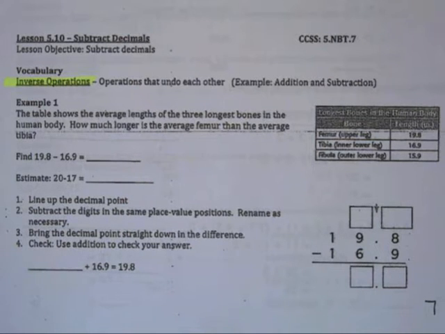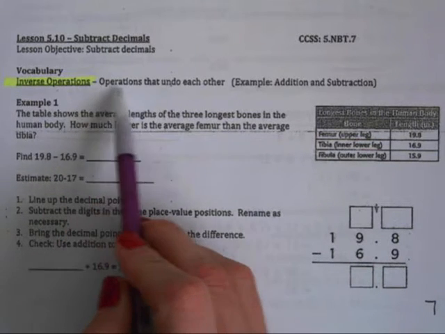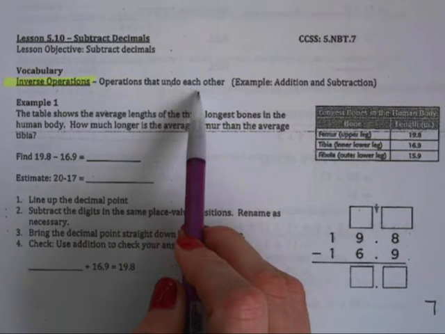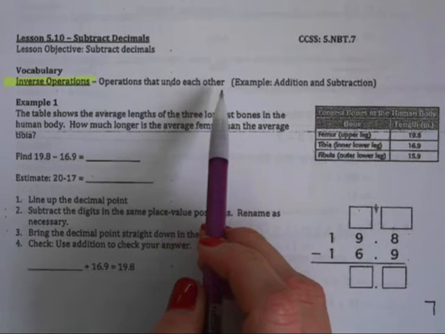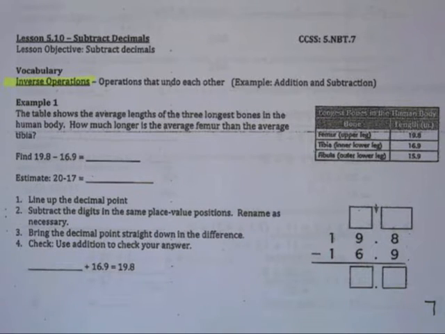Welcome to Chapter 5, Lesson 10. In this lesson, you are going to learn how to subtract decimals. There's one important vocabulary term that we need to review here, and that is inverse operations. Inverse operations are operations that undo each other. So they're kind of like opposites. For example, addition and subtraction. Multiplication and division would be another example of inverse operations.